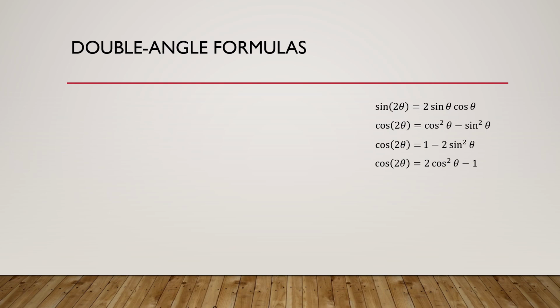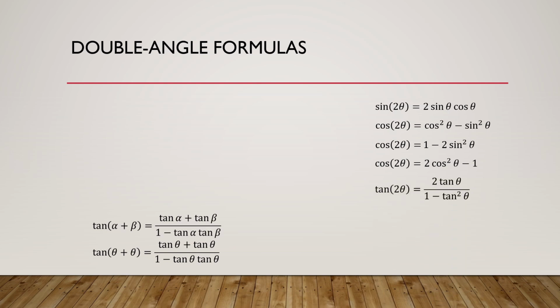Using the sum formula for tangent and assuming alpha and beta are both equal to theta, we can arrive at tangent 2 theta equals tangent theta plus tangent theta over 1 minus tangent theta times tangent theta, or 2 tangent theta over 1 minus tangent squared theta.